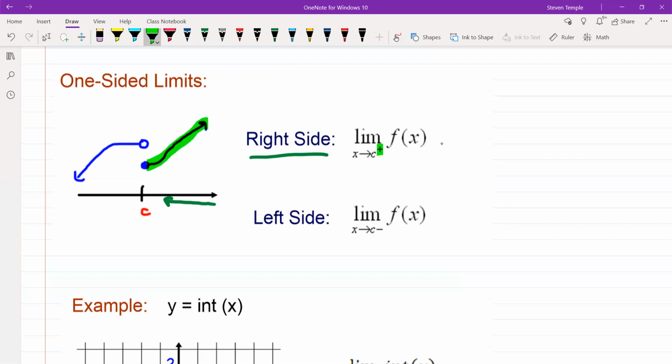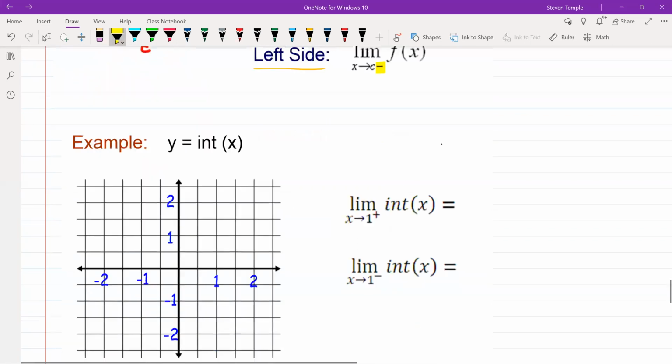Now there's a left side, and that's going to be noted as a little negative sign. As x approaches c from the left side of c, what are your y values converging to? And that's the point of one-sided limits.